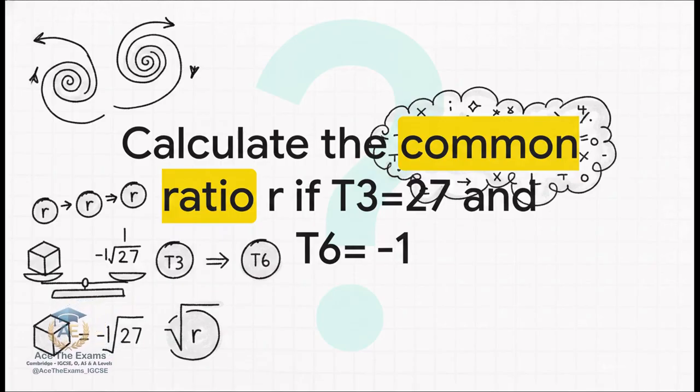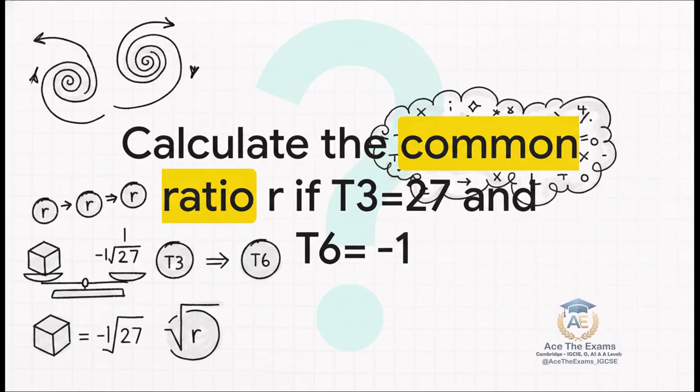To get to the fifth term, you multiply by r twice. To finally land on the sixth term, you have multiplied by r a total of 3 times. So mathematically, the sixth term is equal to the third term multiplied by r cubed. Now we just set up our equation with the evidence. -1 equals 27 times r cubed. Divide both sides by 27 to get -1 over 27 equals r cubed.